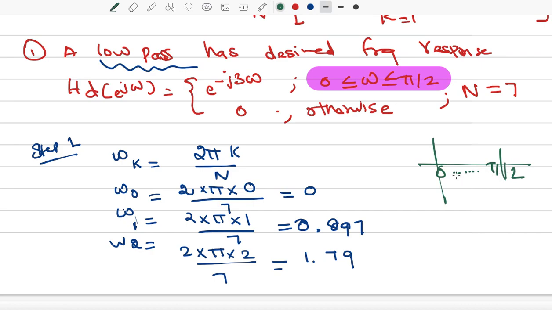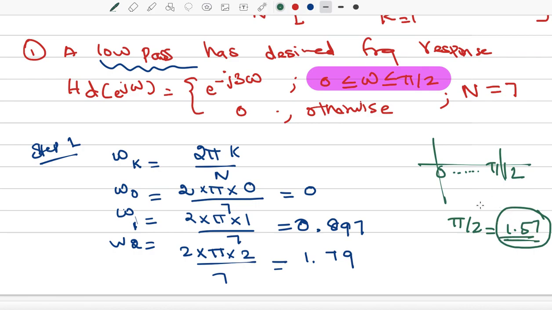Okay, so it will pass only the low frequency values. So what's the value of pi by 2? Pi by 2 is equal to 1.57. Okay, so it means it will allow to pass the frequency having less than 1.57.